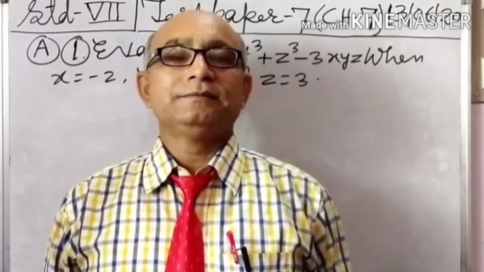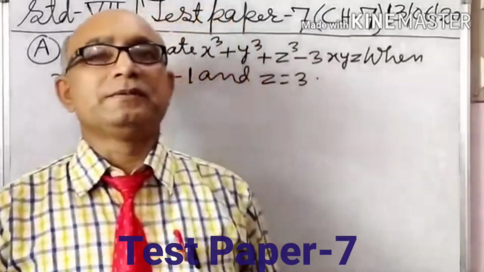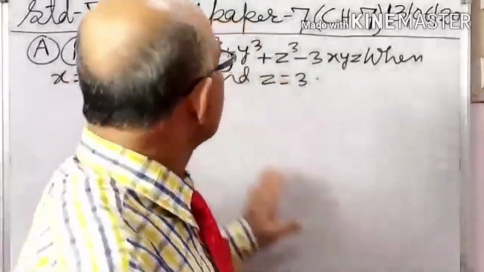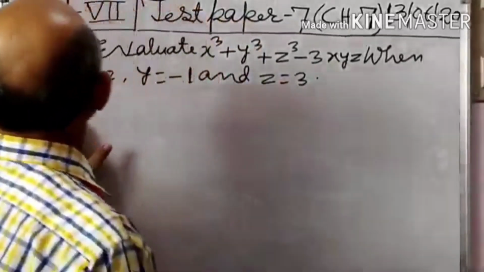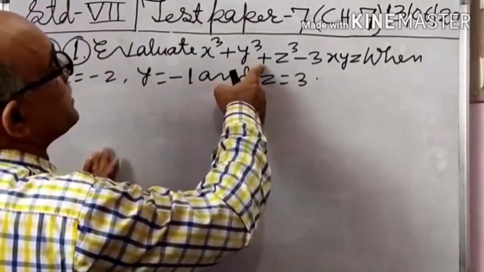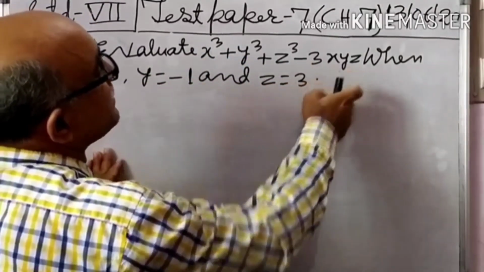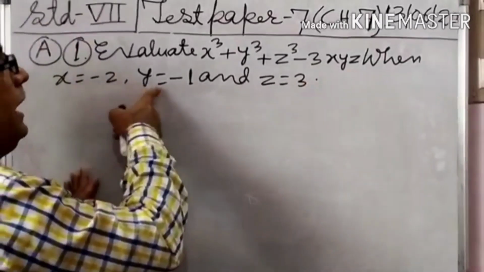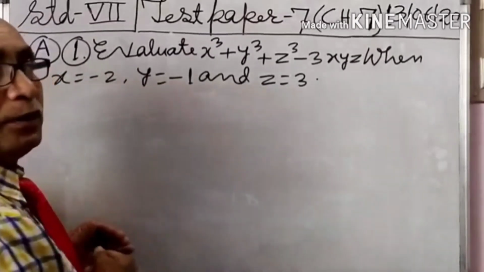Students, I shall solve test paper 7, chapter 7, linear equation. One question is written on this board, question number 1. Evaluate x cube plus y cube plus z cube minus 3xyz when x equals minus 2, y equals minus 1 and z equals 3.